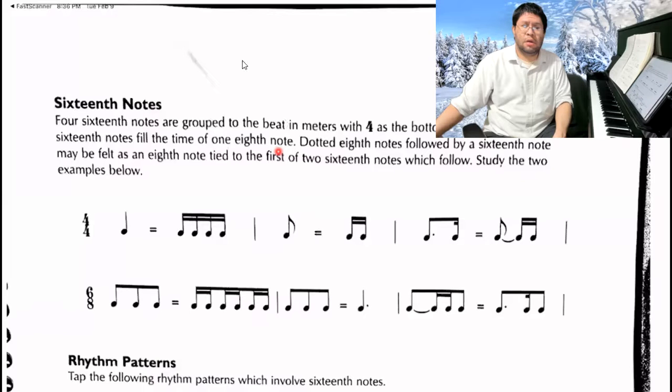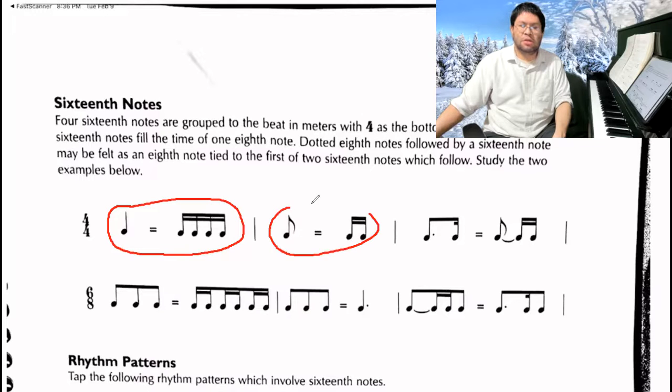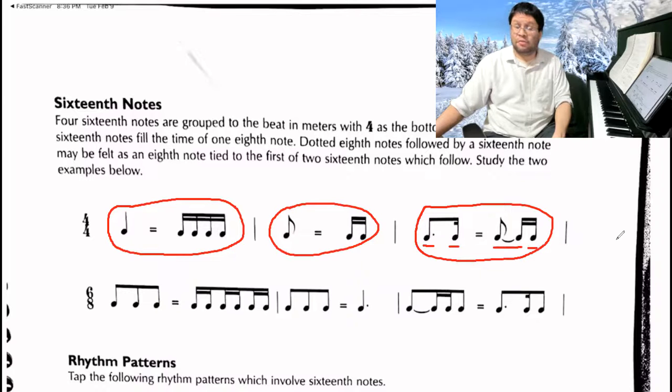Let me write those in here, give me a moment. So we have here 1/4 note equaling 4 16th notes, 1/8 note equaling 2 16th notes, and then the dotted 8th note followed by a 16th note may be felt as an 8th note tied to the first 16th note which follows, and that's what this is right here. The dotted 8th note is like those two right there, an 8th tied to a 16th, and then the last 16th is the one by itself.